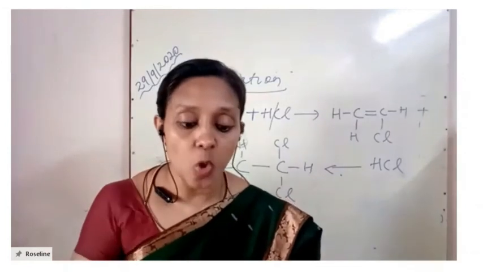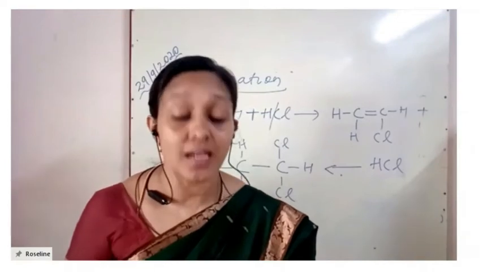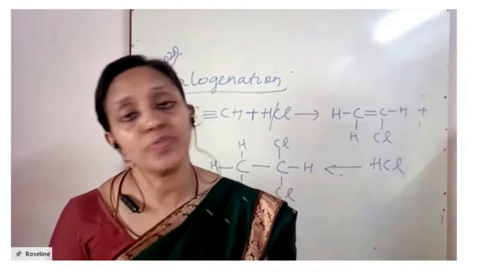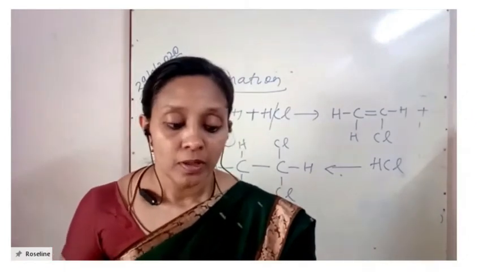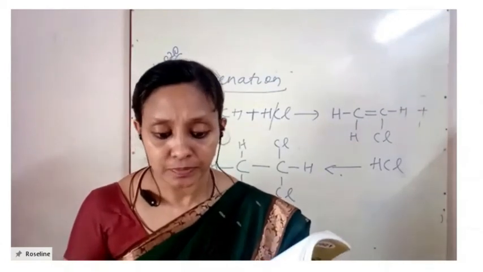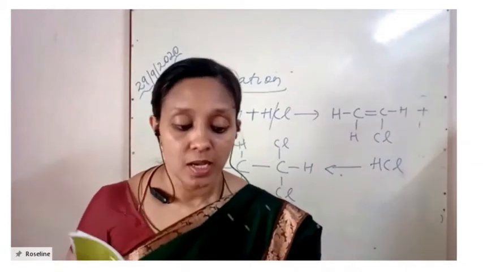Question number 1, state the sources of alkanes. Alkanes are mainly obtained from natural gas and also from petroleum. Most of the hydrocarbons are obtained from natural gas and petroleum. It's also given there in the beginning part, so please go through all those points.